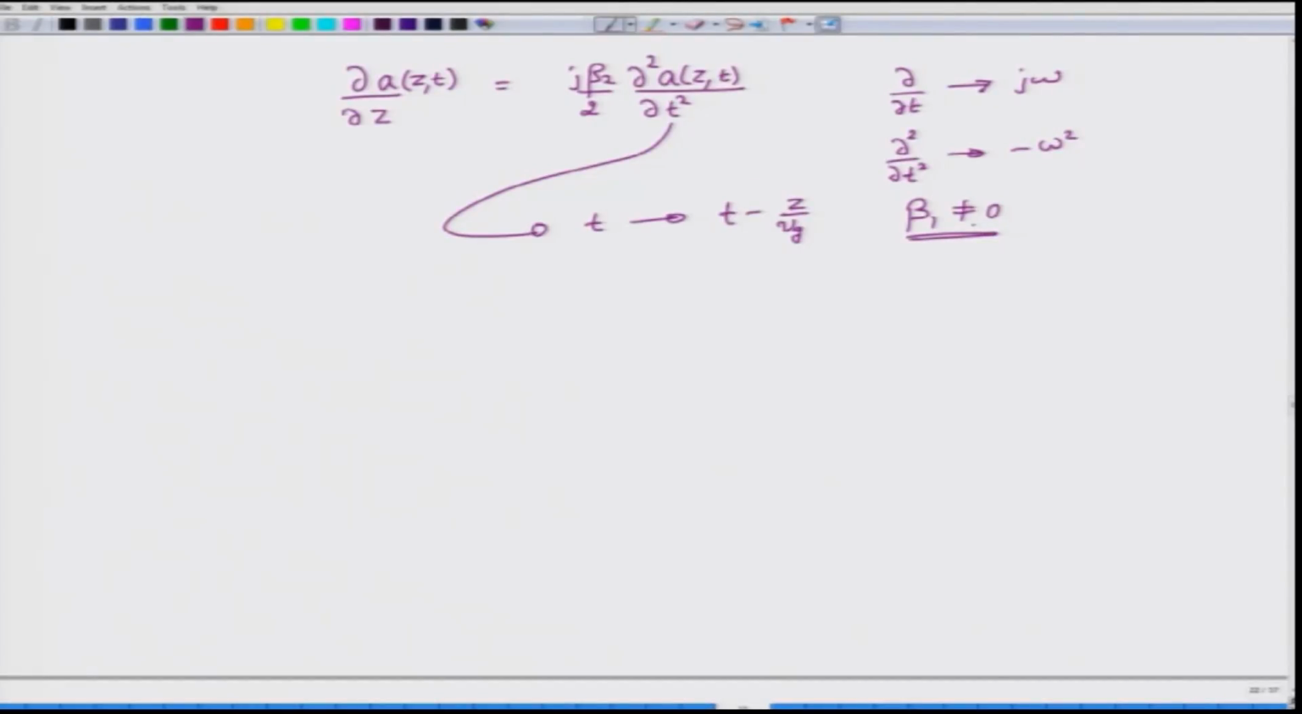Keep that in mind. This z by Vg term is all coming about because beta 1 is non-zero. Because beta 1 is non-zero, the pulse center would travel with a velocity of Vg. Okay. Having made that remark, for now we will go ahead and forget about it, and let us see what kind of solution we actually have for this pulse propagation equation. For that we need to consider some interesting pulse shapes. Okay.